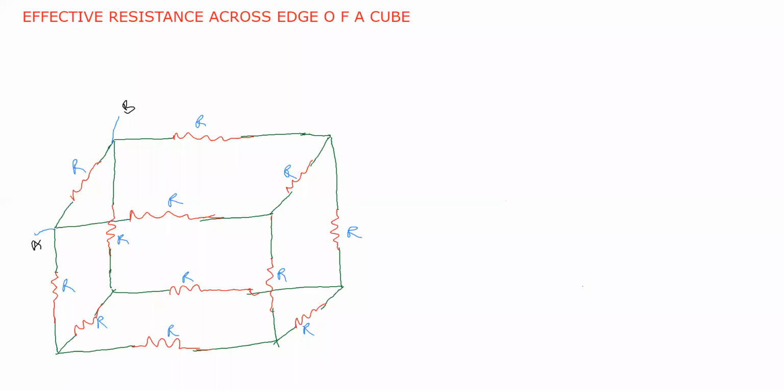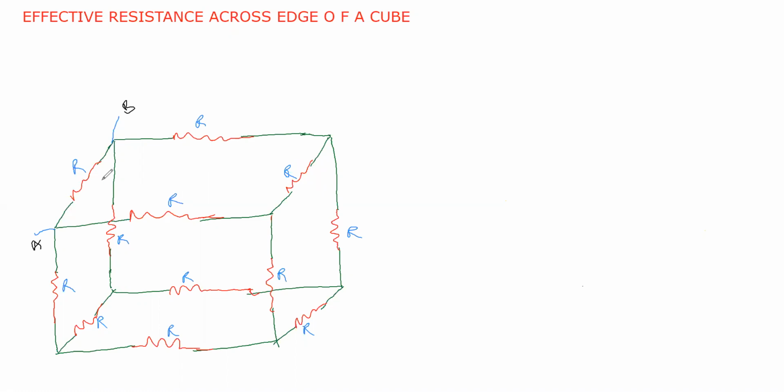Now we are going to solve effective resistance across A and B. A and B means across one edge of a cube. Here we have taken 12 resistors. Each resistor is equal, and these resistors are taken along the sides of a cube.